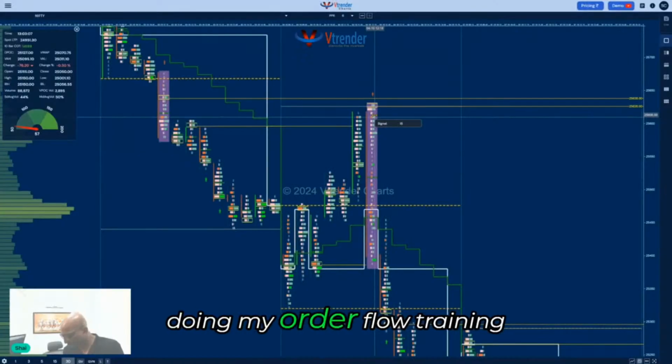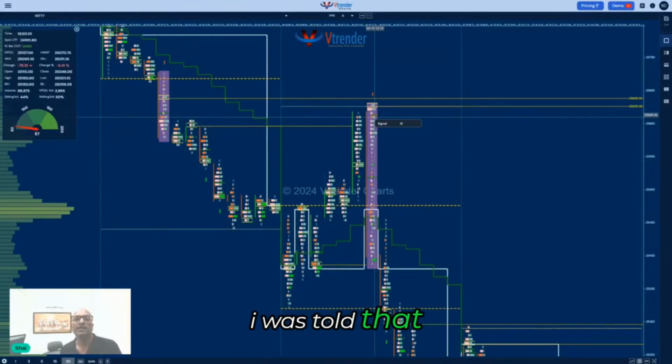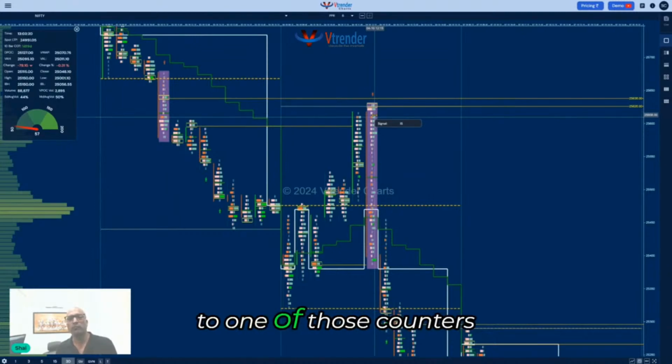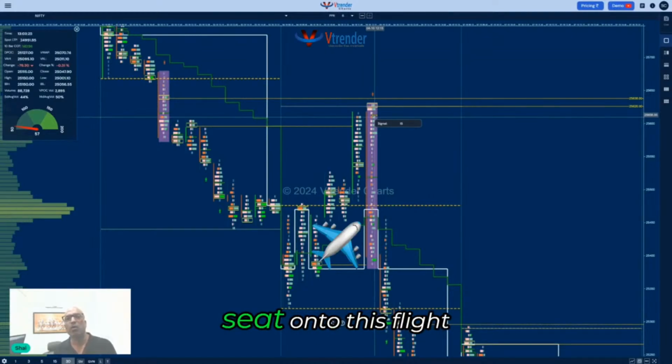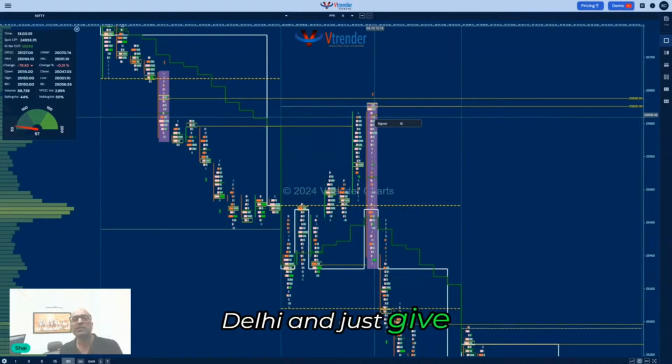When I was doing my order flow training, I was told to think of these initiative candles as somebody at the airport who does not have a ticket, but goes to one of those counters, like your Indigo counter or a Vistara counter, and tells them, I'm willing to pay the price, just get me a seat on this flight because I have to go from Pune to Delhi, just give me a place anywhere, I'm willing to pay whatever price it is. That is a market order for you.